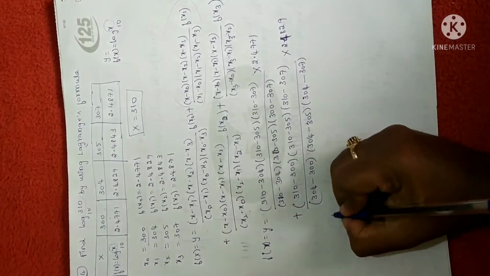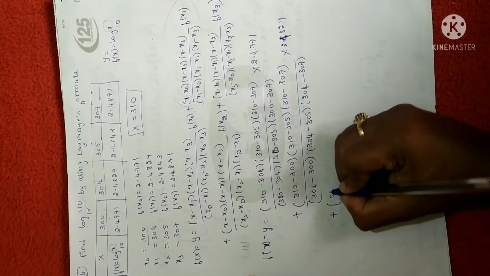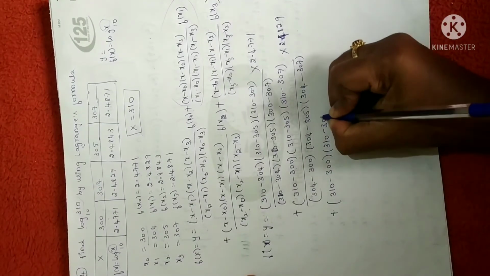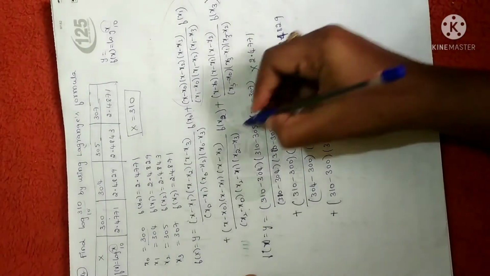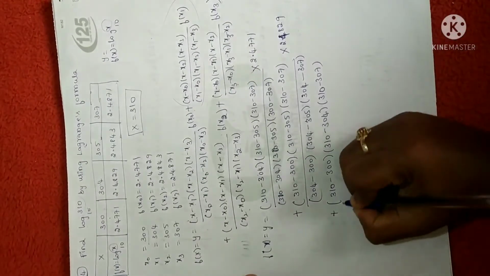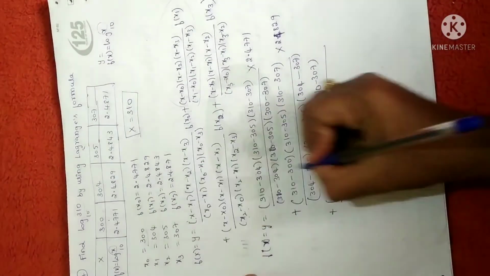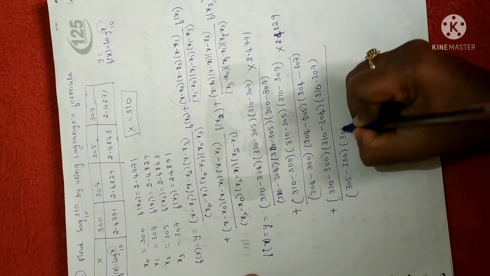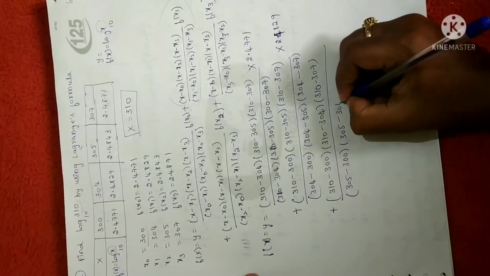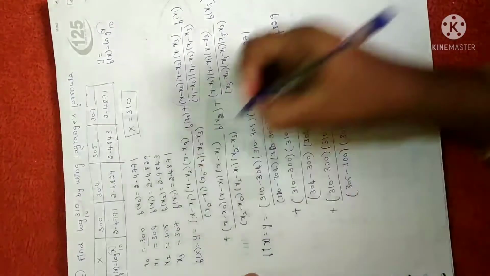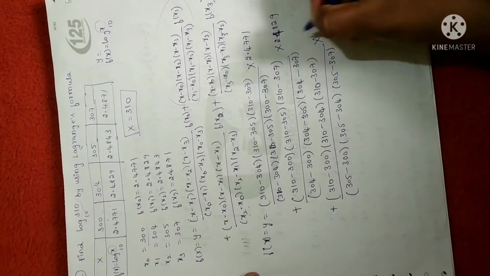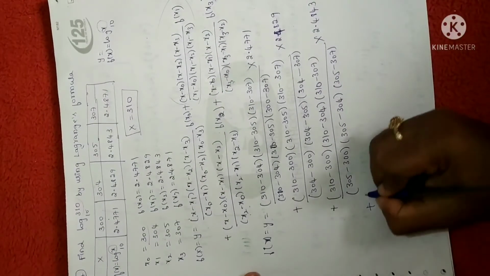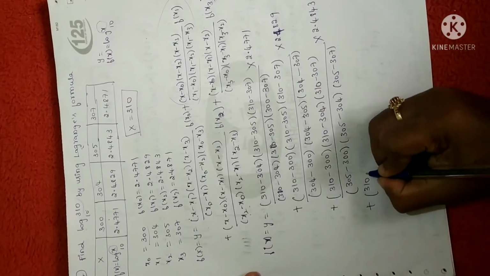Plus third term, x value is 310 minus x naught is 300. 310 minus 304. 310 minus x3 is 307. Just the substitution. x2 is 305 minus x naught is 300. x2 is 305 minus x1 is 304. Next, x2 is 305 minus x3 is 307 into f of x2 is 2.4843. Next, last fourth term, x is 310 minus x naught is 300.